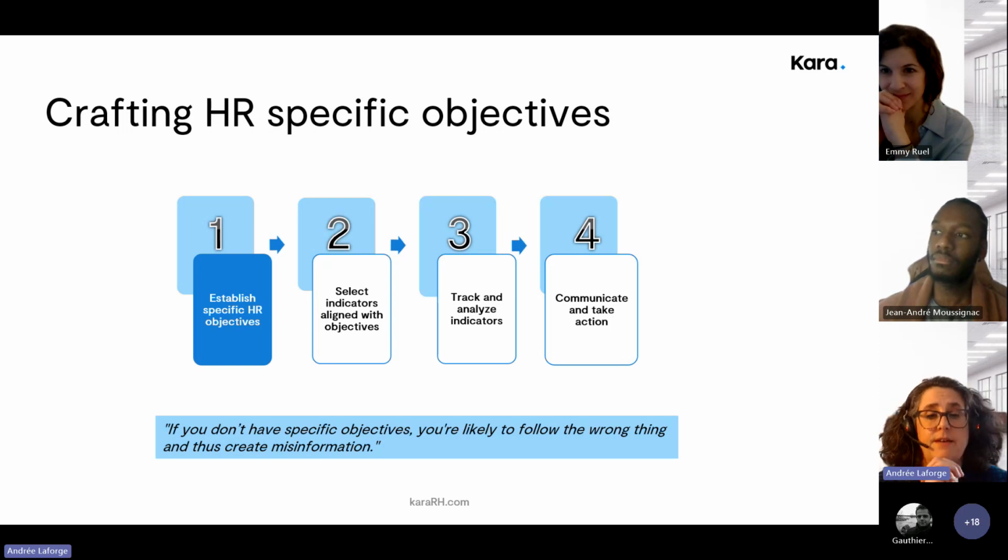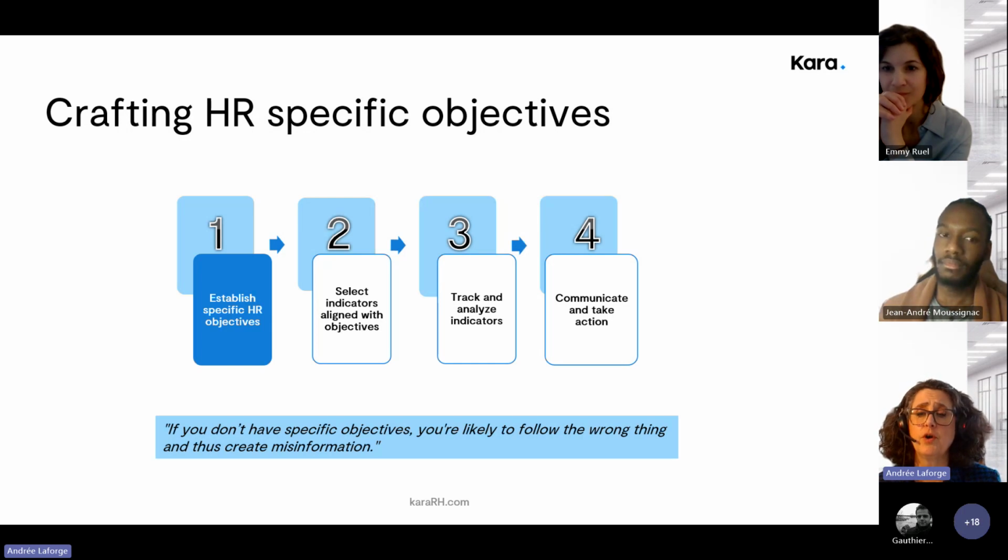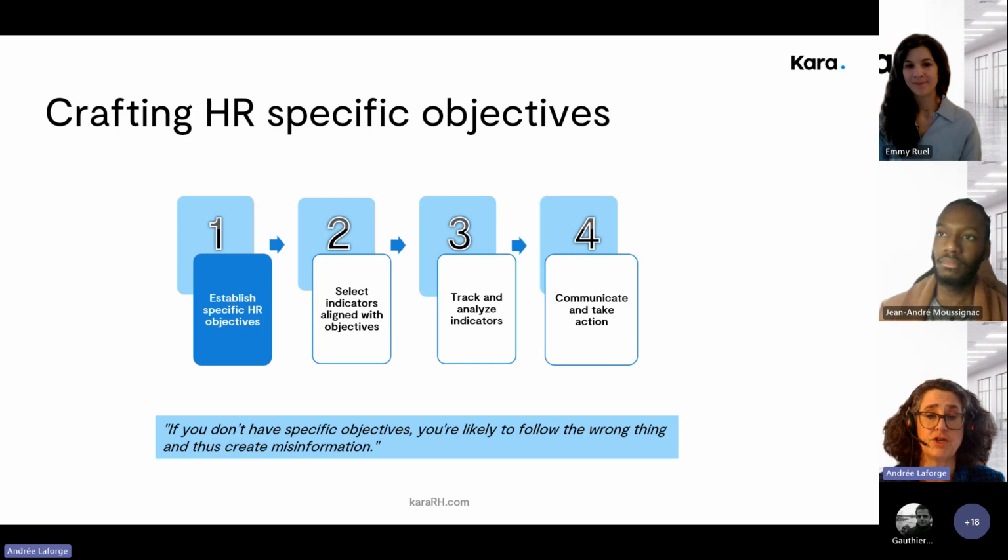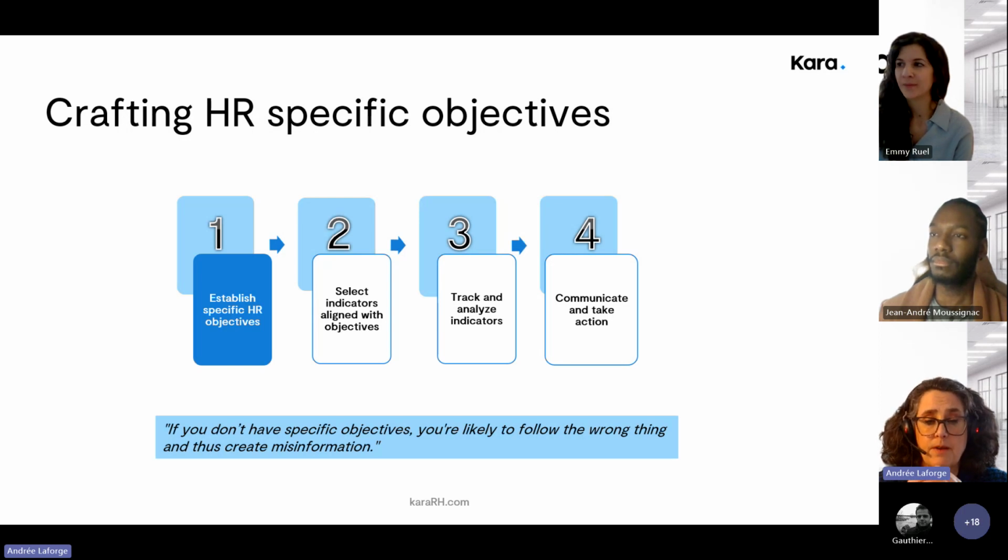So you need to communicate and take action. Because if you don't communicate your dashboard and if it doesn't bring any action, the dashboard doesn't serve any purpose. So you need to share your findings with key stakeholders such as senior leaders or department heads to ensure alignment and accountability. You use the insights gained from your dashboard to identify opportunities for improvement. Remember, the goal of an HR dashboard is not just to collect data and present KPIs, but to leverage it to drive meaningful action and impact within your company. It needs to help you make better decisions.